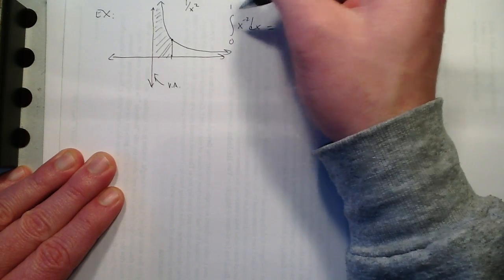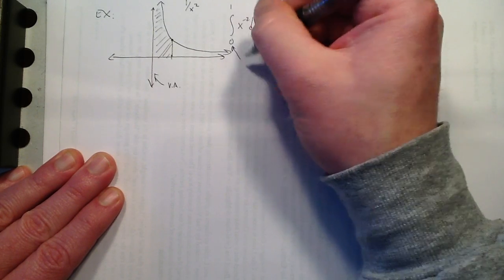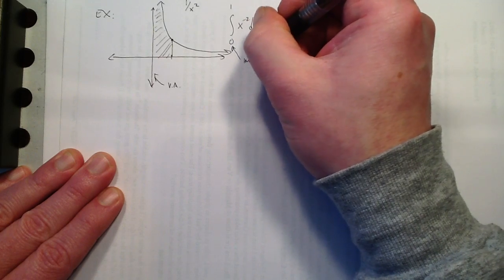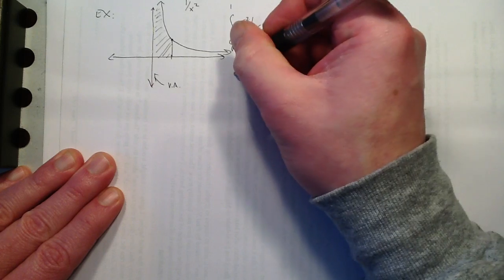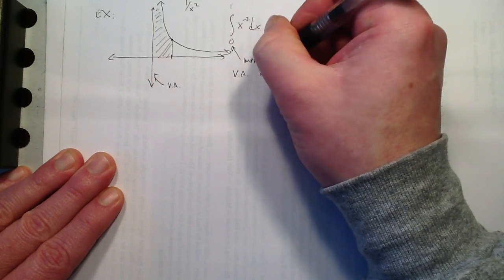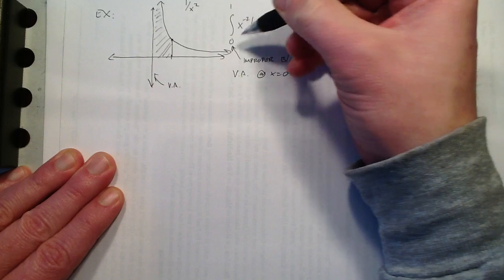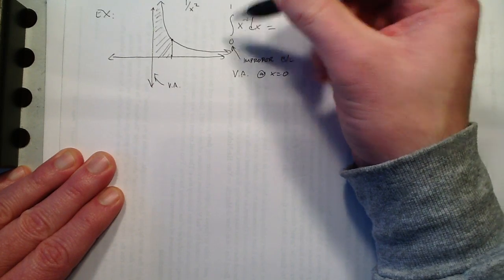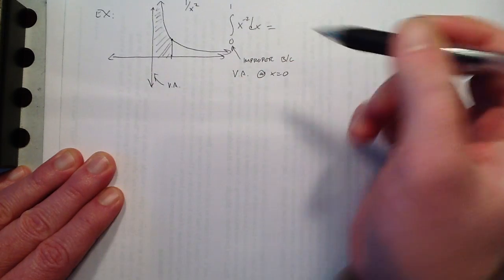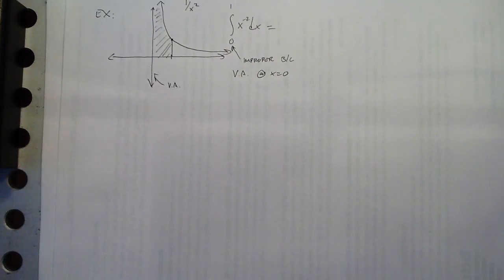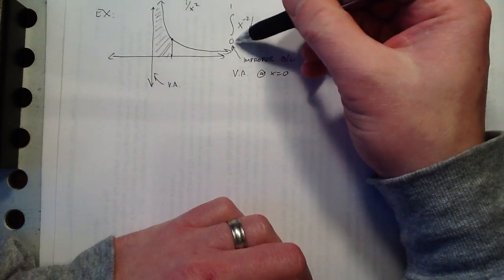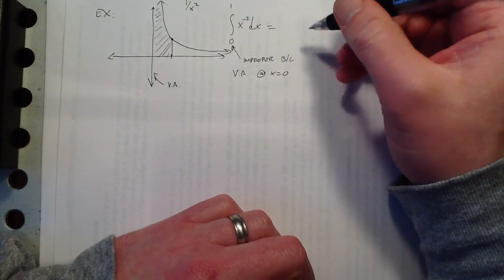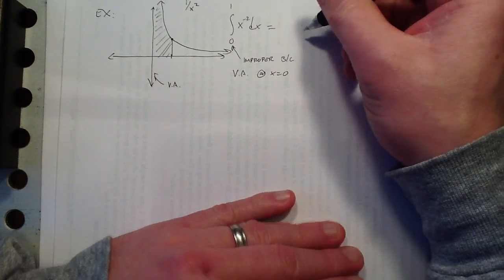So this is improper, right? It's improper because there's a vertical asymptote at x equals 0. So if you're right up against a vertical asymptote, or if you cross over a vertical asymptote, then you've got a situation where you have an improper integral. But, again, the good news here is that we just proceed like nothing's wrong.